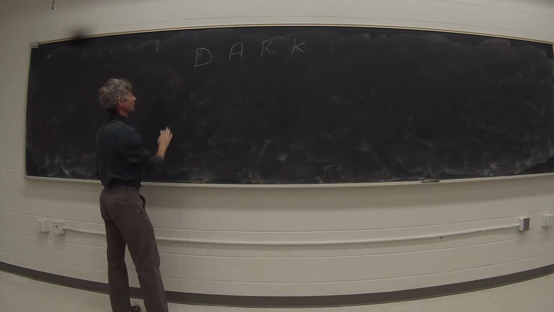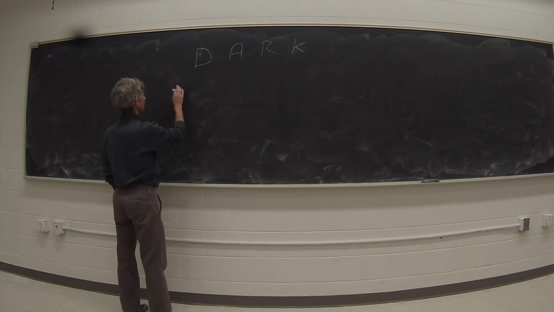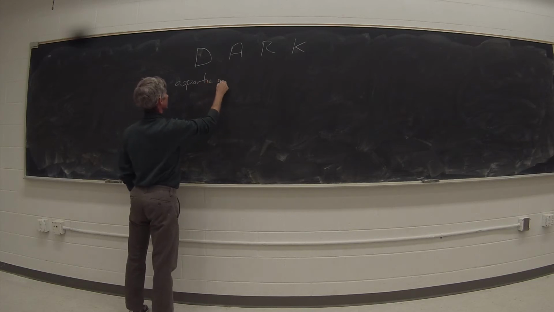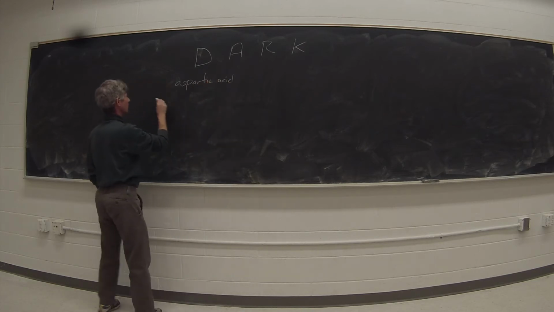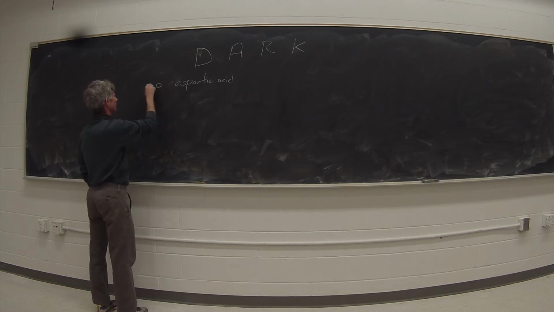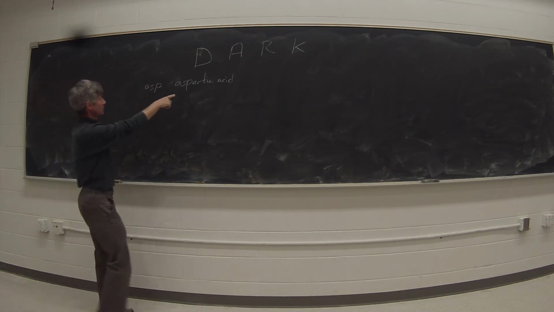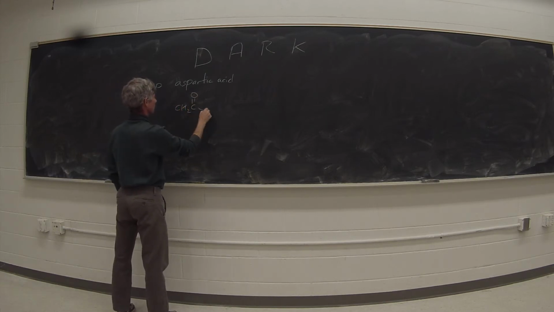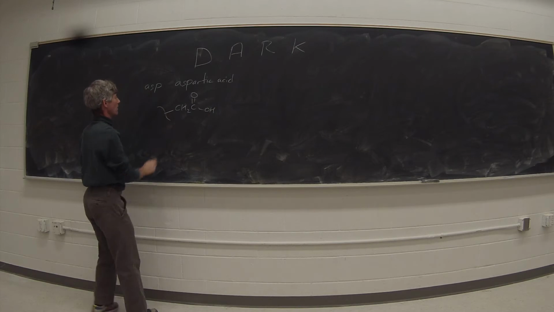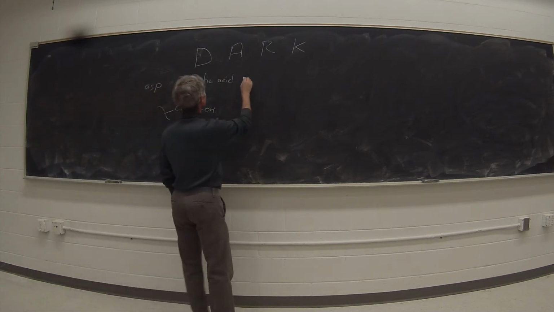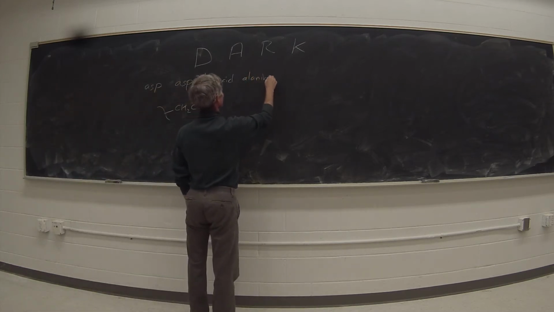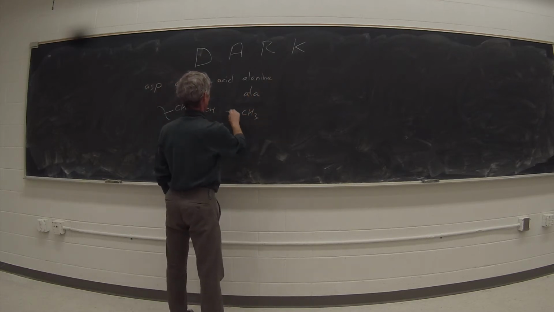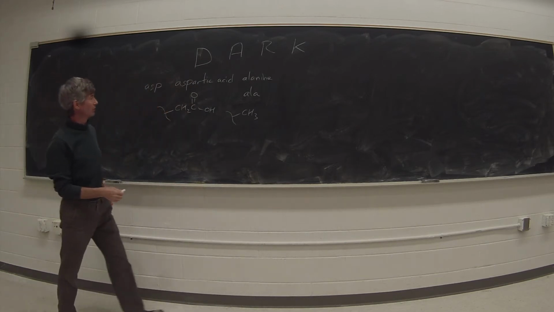D is the one-letter code for aspartic acid, which is abbreviated ASP, sometimes called aspartate. And the side chain for aspartic acid is CH2, COOH. A is alanine. Three-letter code is ALA, and the side chain is a CH3. It's the second simplest amino acid after glycine.